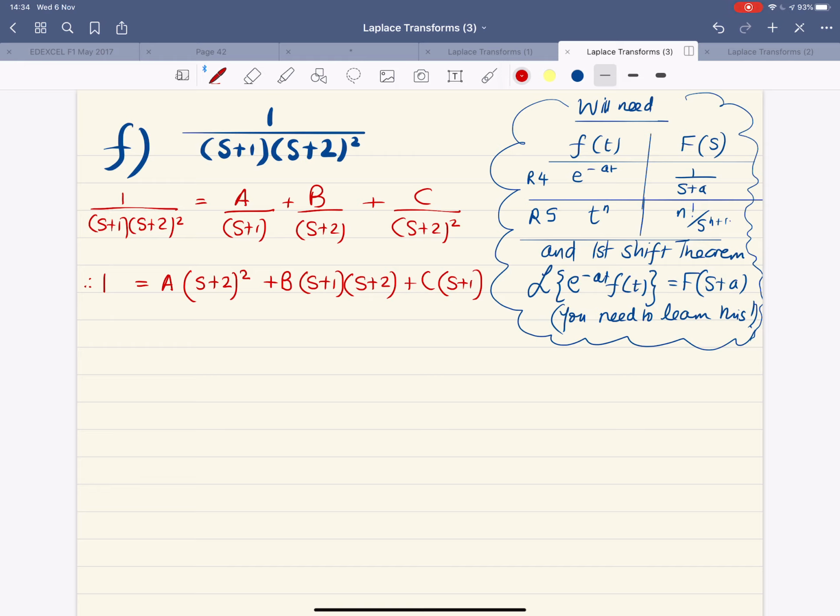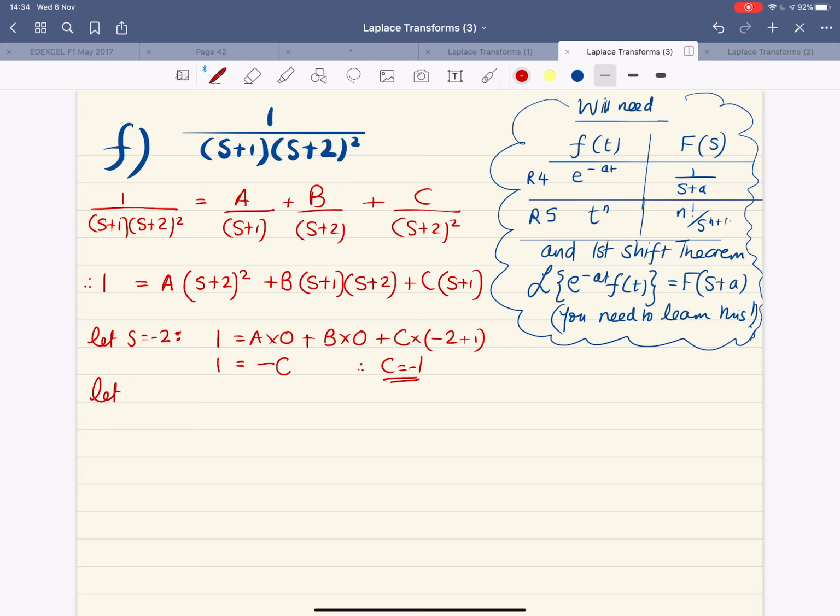So we say, first of all, let s is minus 2. And then that gives us 1 is A times nothing plus B times nothing plus C times minus 2 plus 1. This is 0 because minus 2 plus 2 is 0. And here, minus 2 plus 2 is 0. So the B one becomes nothing there. So 1 is actually equal to minus C. So therefore, C is minus 1.